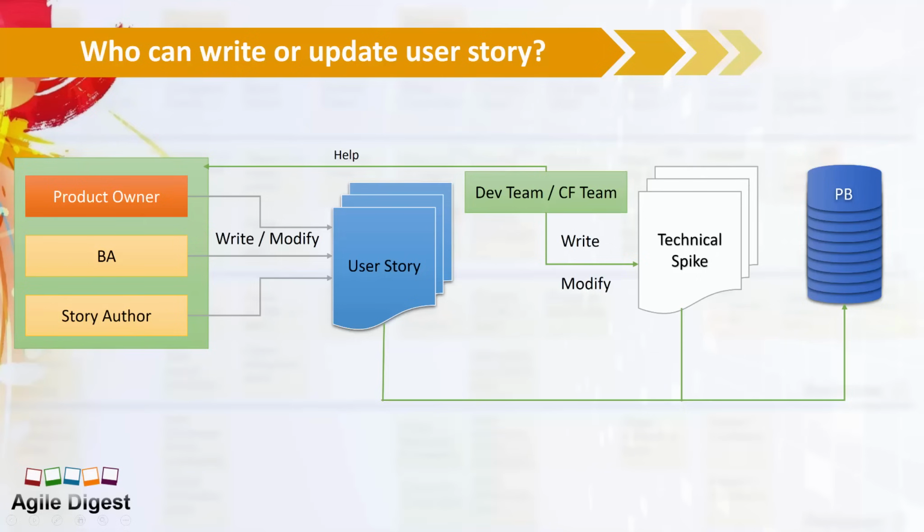So in case this is a user story, most of the time the owner we talked about is someone from the product owner side mainly, or a story author. But in a technical spike, most of the time someone from the development team or architect team is the owner of the technical spike. Okay, when can a user story be written or updated? We know the product owner will be creating user stories, but in what instances can they create them?